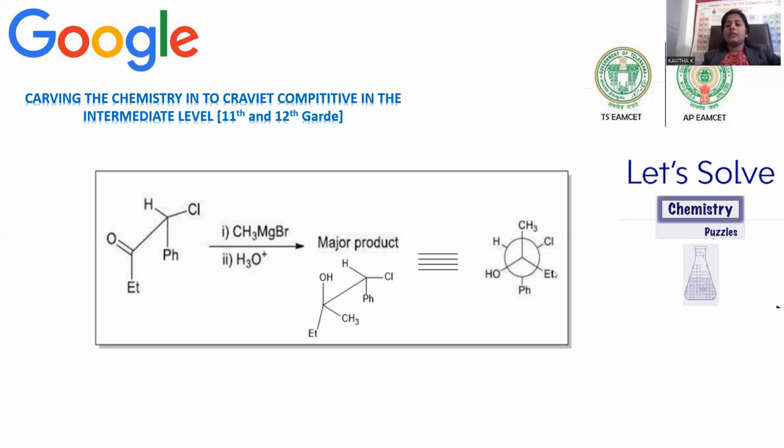It can be clearly represented in the Sawhorse projection. Sawhorse means one ball representation, one stick representation. Ball means backside carbon, stick means front side carbon. So this is the way we can clearly see the ball and stick model called Sawhorse representation, where OH and chloro are far apart, repulsions are minimized, and stability is maximized.